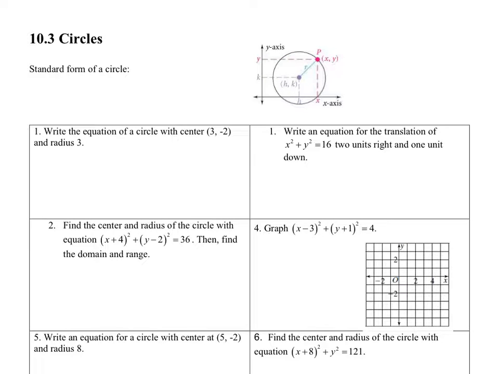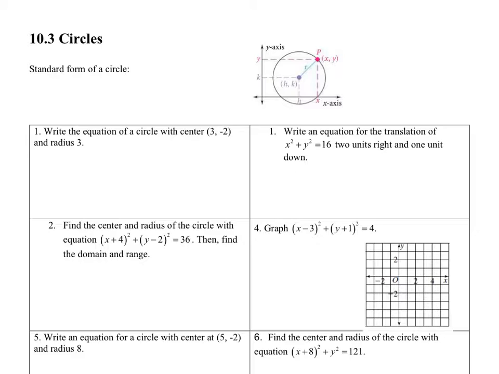A circle is defined as a set of all points equidistant from a central point. We're going to call the center (h, k). Around here, all of these points are the same distance from the center. That distance is called the radius. The diameter goes all the way across.